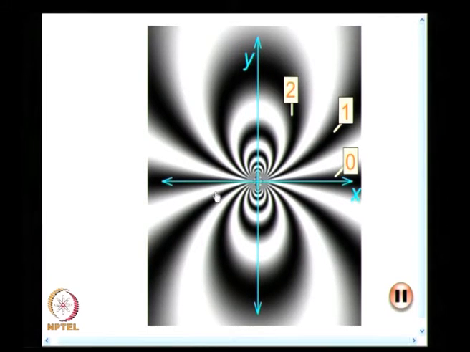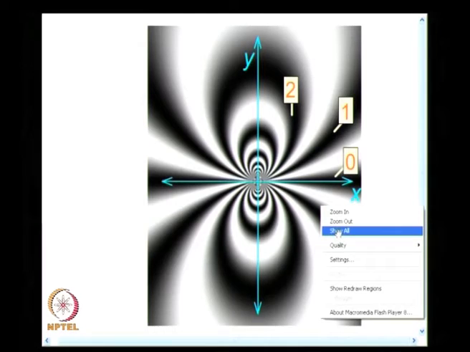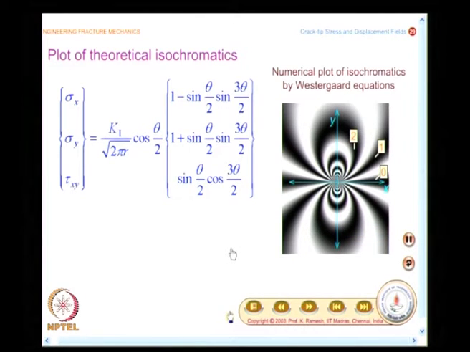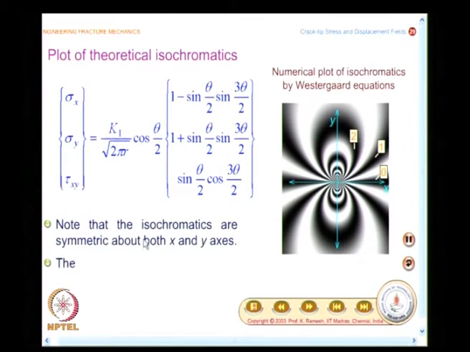I am sure you have already seen the photoelastic fringes, we would see them again. It is nowhere close to that. And another important observation is that along the crack axis you find the maximum shear stress is also 0. I would appreciate it if you make a sketch of this, you need to have this information available in your notes, and whatever I have said is summarized here. The isochromatics are symmetric about both x and y axis. The fringe order along the crack axis is 0.